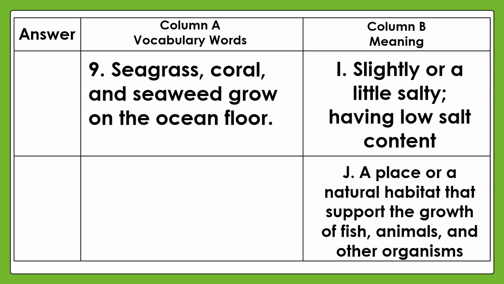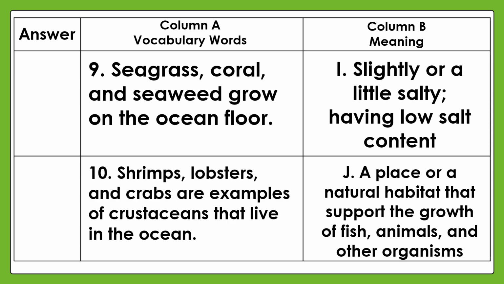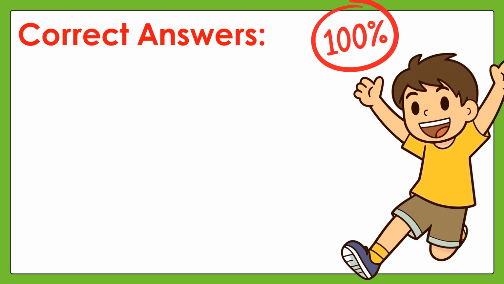Number 9, seagrass, coral, and seaweed grow on the ocean floor. Number 10, shrimps, lobsters, and crabs are examples of crustaceans that live in the ocean. Here are the correct answers.